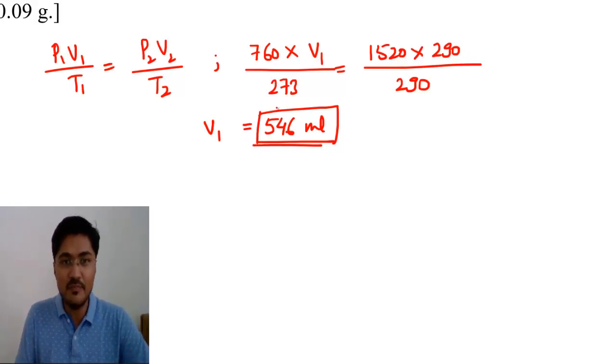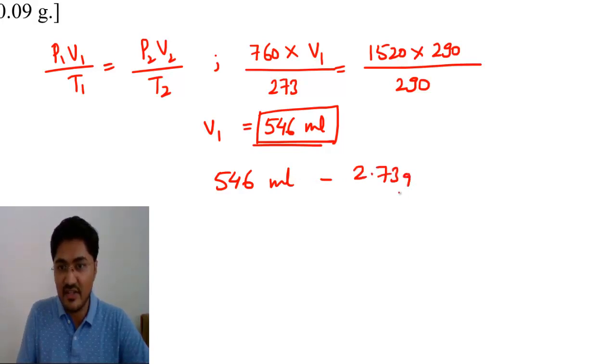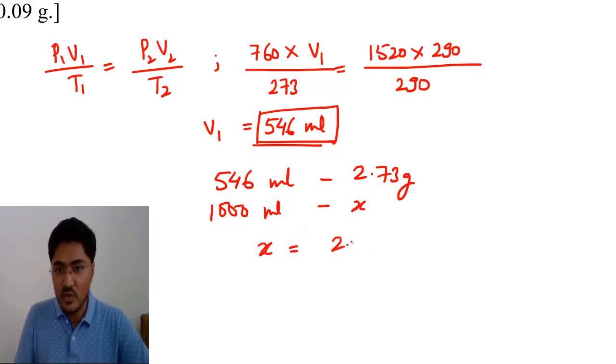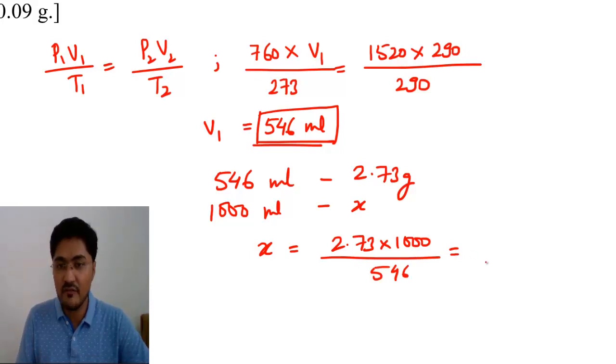Now 546 ml weighs 2.73 grams at s.t.p. We want to find what will be the weight of 1 liter of the same gas. So we get X equals 2.73 into 1000 divided by 546. When you solve it, we get X equals 5 grams, and from this we can easily calculate vapor density.